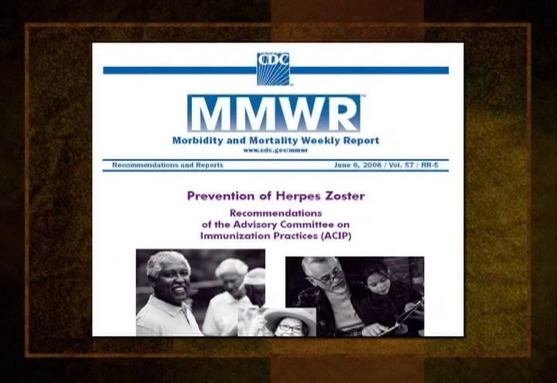The most common adverse reactions in persons who received zoster vaccine were local reactions at the site of injection, such as redness, pain and tenderness, swelling, and itching. The ACIP recommendations for zoster vaccine were published in MMWR in June 2008. This document contains detailed information about zoster and the vaccine.